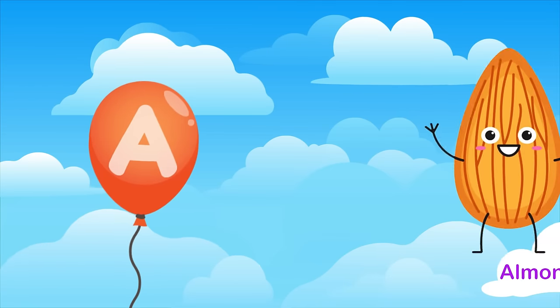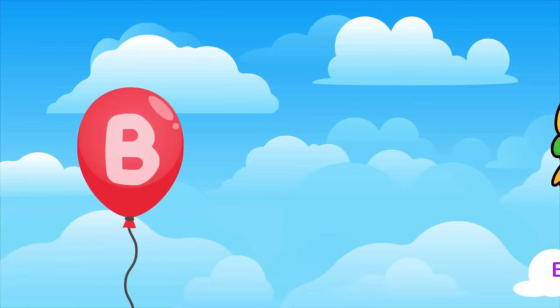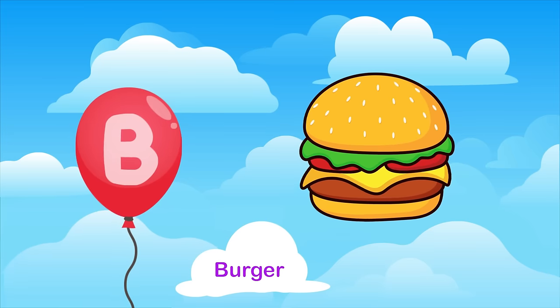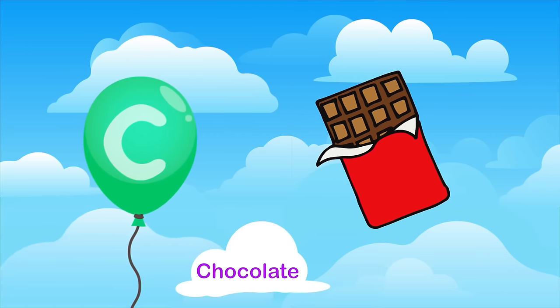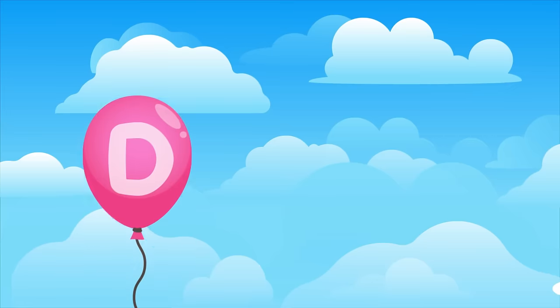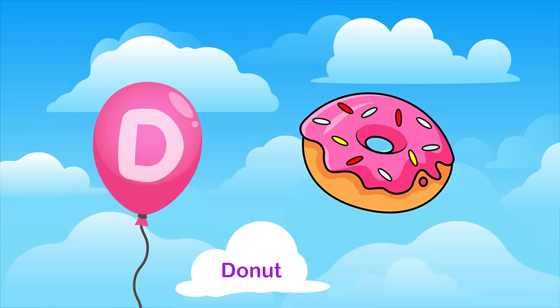A is for almond joy. A, a, almond joy. B is for burger. B, b, burger. C is for chocolate. C, c, chocolate. D is for donuts. D, d, donuts.